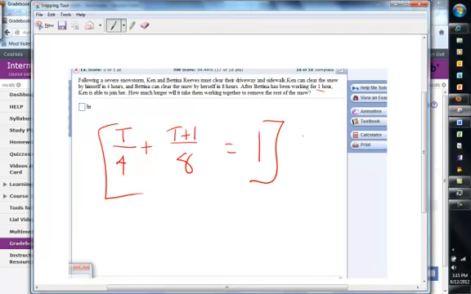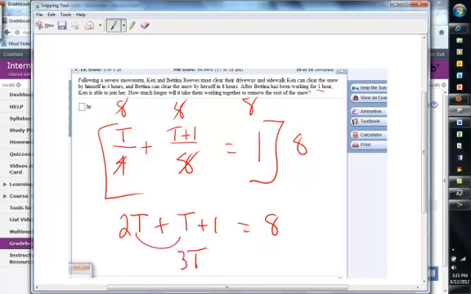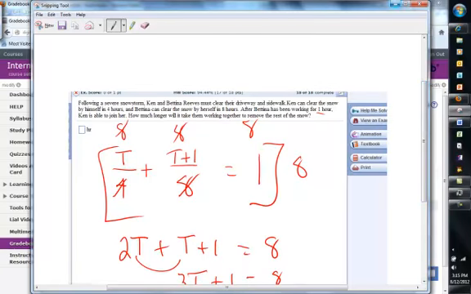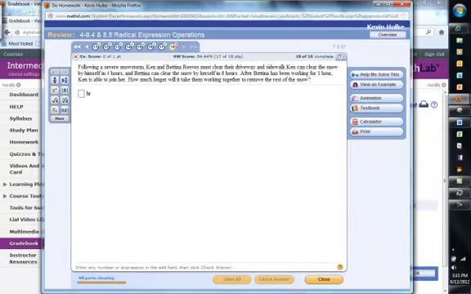Let's multiply everything by 8. The 8 cancels against the 4 for a 2. 2 times t plus, these 2 cancel, so we have t plus 1 equals 8. 2t and another t is 3t, plus 1 is 8, subtract 1 from each side, and we get 3t is 7, so t is 7/3. Fraction 7/3.